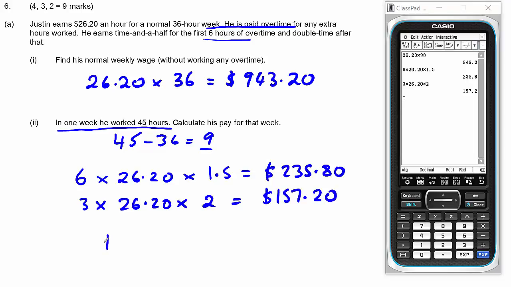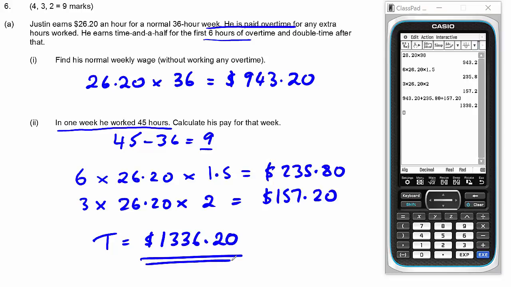So his total pay is going to be the $943.20 that he gets for a normal week, add the 235.80, which is his overtime for time and a half, and the 157.20, which is his overtime for double time, and that gives us $1,336.20.